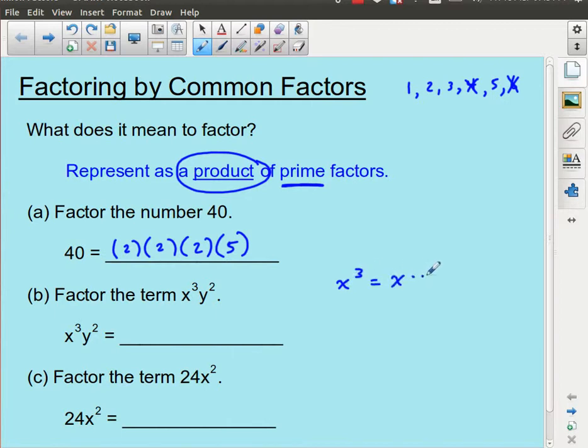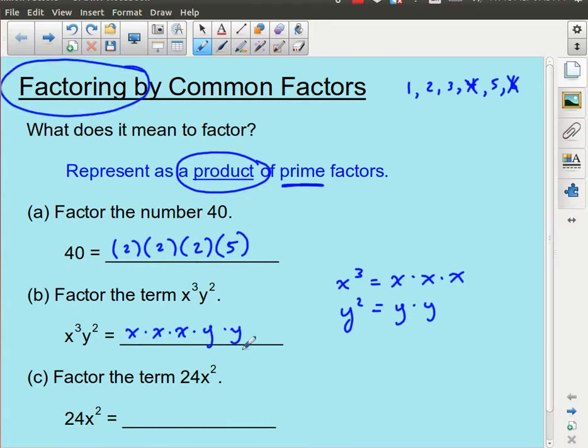So it's x times x times x. Y squared is y times y. So this is x times x times x times y times y. Now we would never write something out this way. The reason why this is useful, you're going to see a little bit later in the lesson, is once we can break things down into their individual factors, then we can start to get into this idea of factoring. So you're going to see that happen a little bit later.